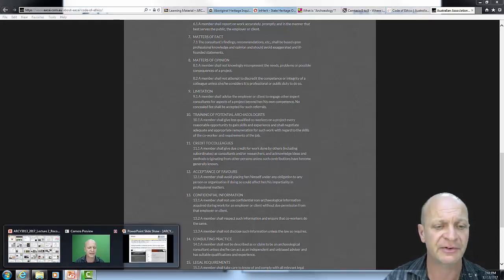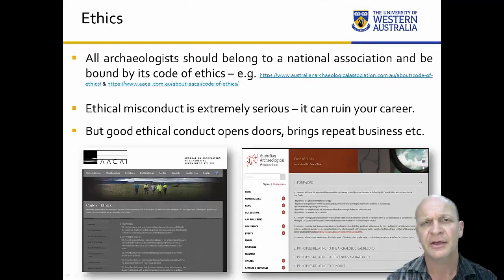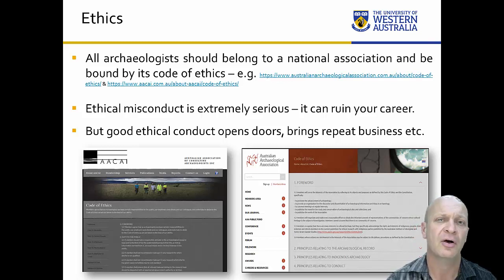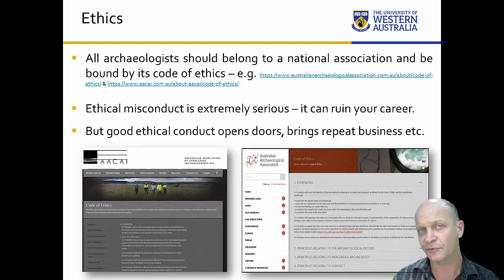So that's just to give you an idea of the ethical codes. Ethical misconduct can be extremely serious. If you're found guilty of ethical misconduct, it'll probably ruin your career. So you always have to be aware of what the ethics of a situation are. More positively, if you have a reputation as a good and ethical worker, many doors open for you.